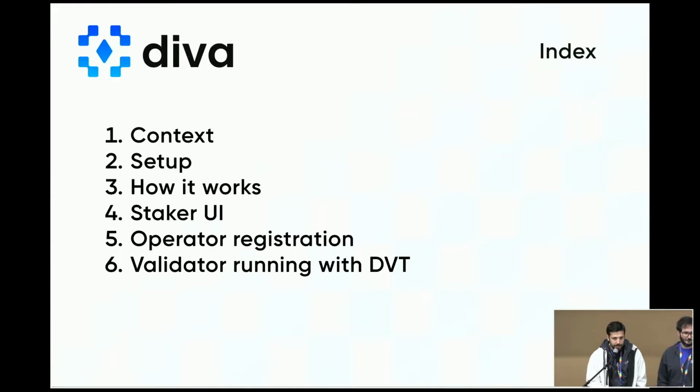What we are going to see is first the content: what problem Diva solves, the setup, how it looks, and how Diva works overall. Then we will see the product itself, first the staker UI, and then the operator part, which we will split in two parts. First, the registration of the operator, and second, having a distributed validator running.